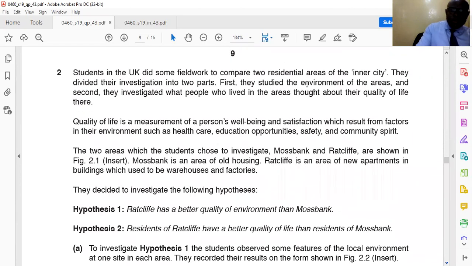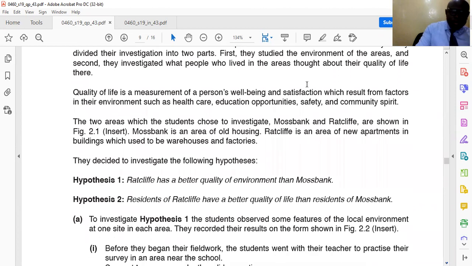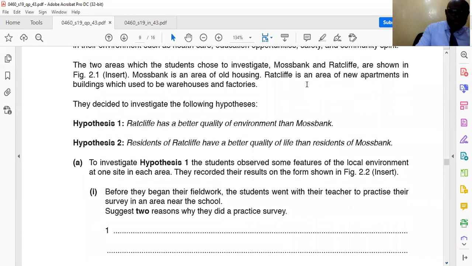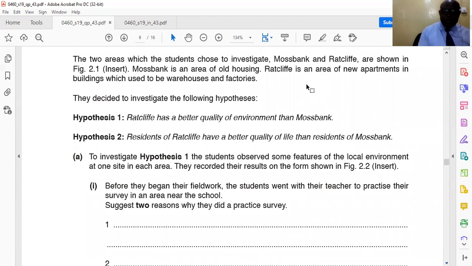Students in UK did some fieldwork to compare two residential areas of an inner city, and divided the investigation into two parts. First, they studied the environment of the area. Second, they investigated what people who live in the area thought about their quality of life. Now, let me just go to the question. To investigate hypothesis one, the students observed some features of the local environment at one site of the area. They recorded their results on the form shown on figure 2.2 insert. So we'll go and check that.